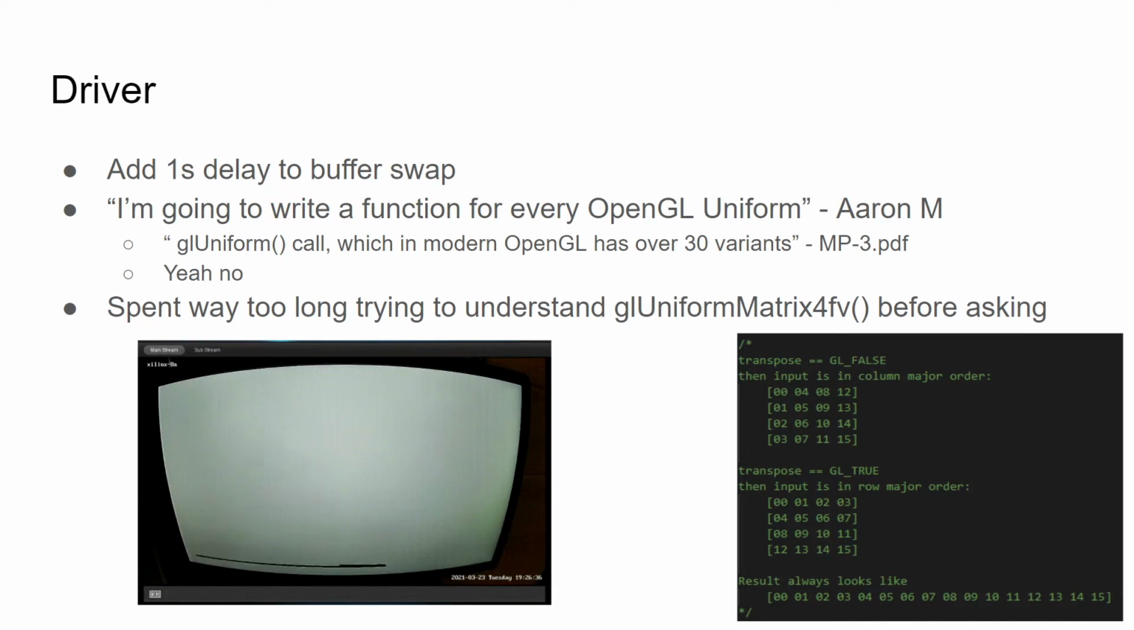Originally, I was going to try to write a function for every OpenGL uniform, but after realizing that it wasn't as simple as just calling uniform 1F n amount of times, I decided not to do that and just stick to the required stuff, which is GL uniform 4FE and matrix 4FE.